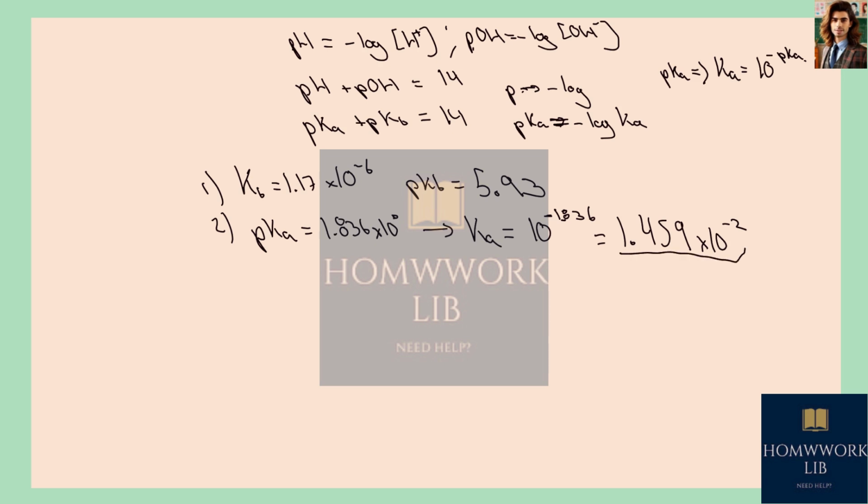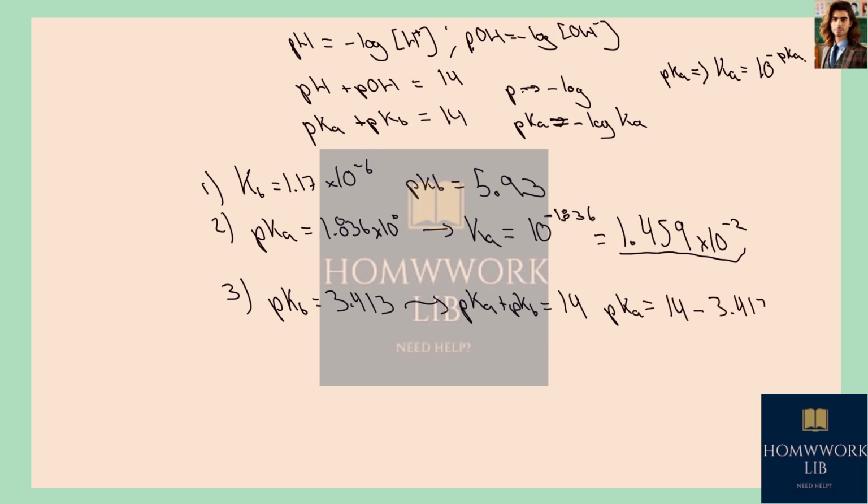Next up for question 3. We have a base with pKb equal to 3.413. What is the pKa of the conjugate acid? Well, for this we're going to use pKa plus pKb needs to be equal to 14. Thus, pKa is 14 minus pKb, that is 3.413. Thus, pKa is equal to 10.587.